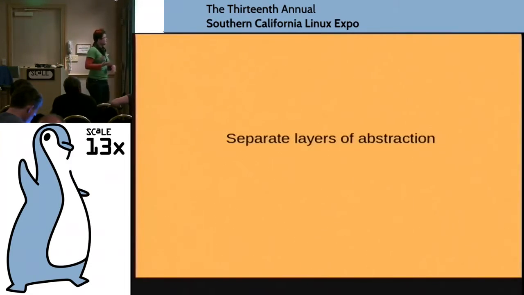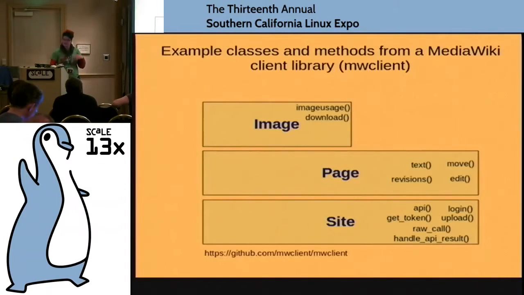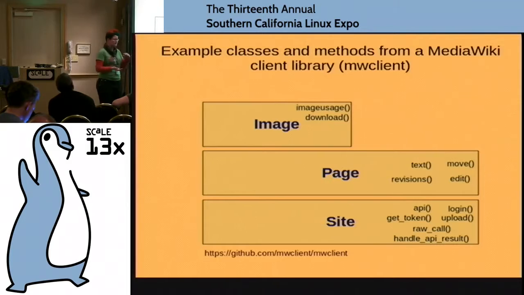You also want to separate the layers of abstraction that you're working with. A really common pattern is to have some portion of the library handle the basic API calls, and then you can have higher level stuff on top of that. So, for instance, I'm going to give some examples from a library that I'm fond of. You have, at the lowest level, the wiki site that you're interacting with.